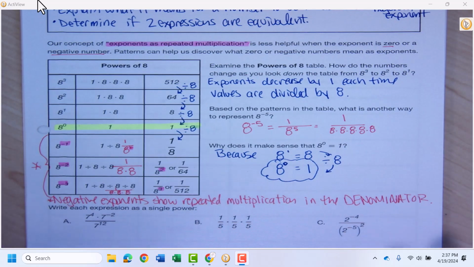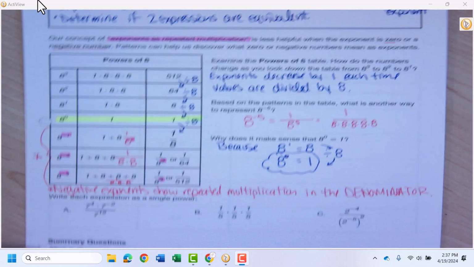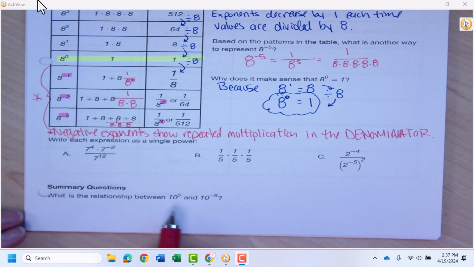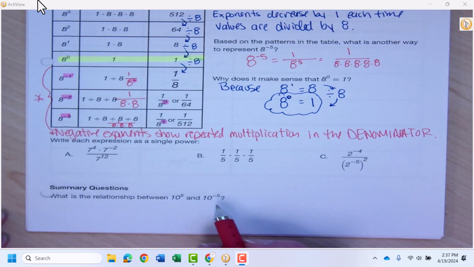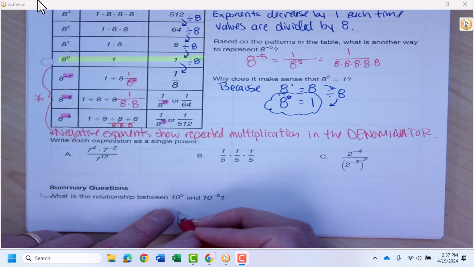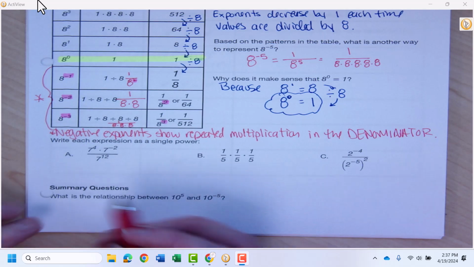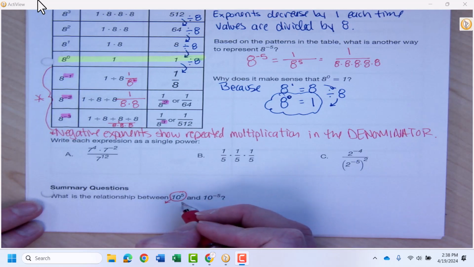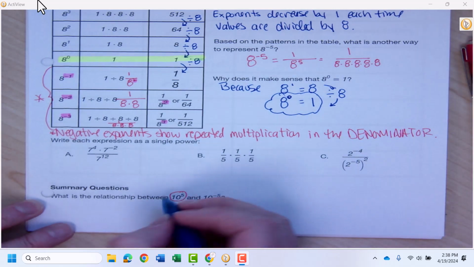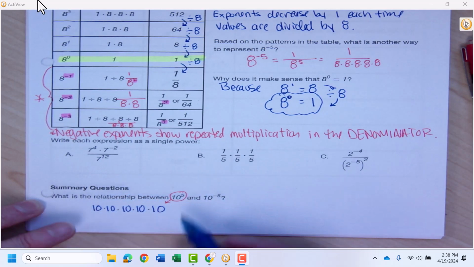So we're getting there. We're going to do that negative exponent one last time as part of our summary questions down here. What's the relationship between 10 to the 5th power and 10 to the negative 5th power? All right, I'm going to expand both of these out so we can make sure we understand what the negative exponent means. The positive exponent, we've done this a million times. 10 to the 5th power means 10 times 10 times 10 times 10 times 10. 10 is repeated as a factor 5 times.